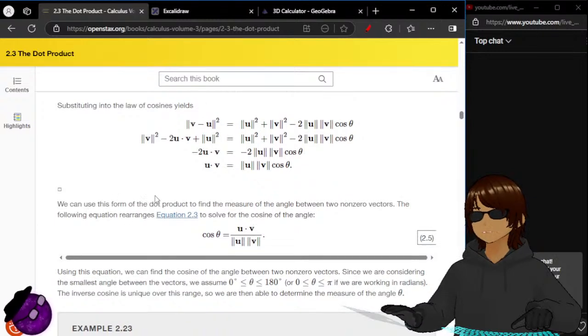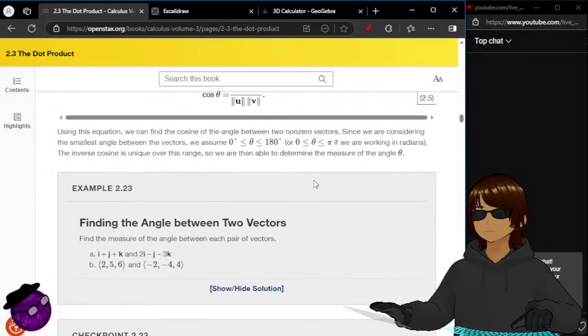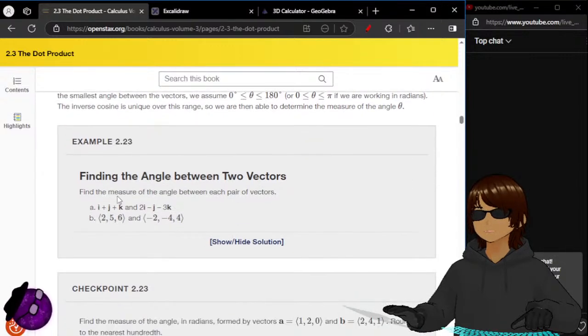We can use this form of the dot product to find the measure of the angle between two non-zero vectors. The following equation rearranges equation 2.3 to solve for the cosine of the angle. Using this equation, we can find the cosine of the angle between two non-zero vectors. Find the measure of the angle between each pair of vectors.